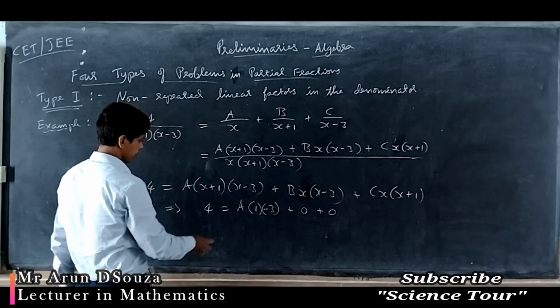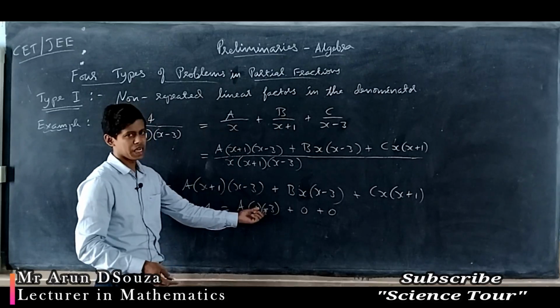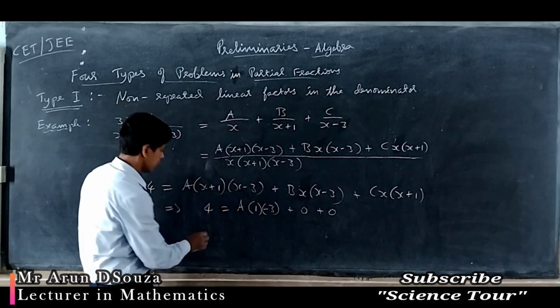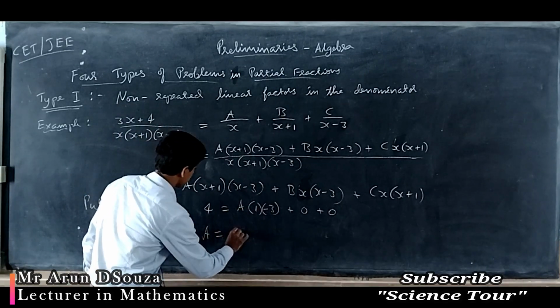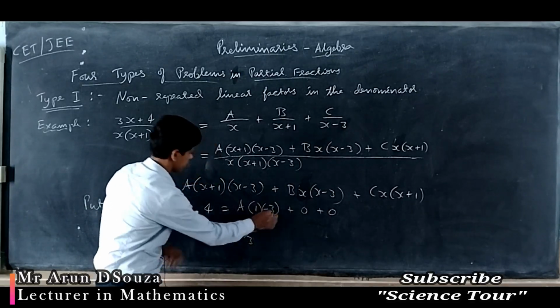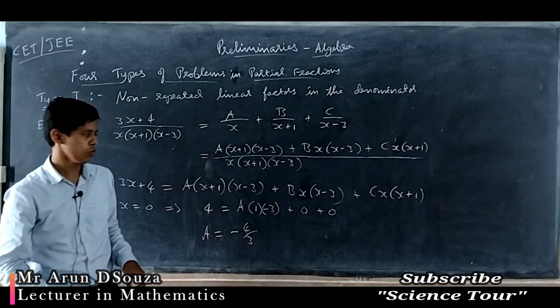Well, the next thing, I need to find the value of a. So this is minus 3. Minus 3 will be divided here. Therefore, the value of a is minus 4 by 3. That minus 3 will be divided. So minus 4 by 3.